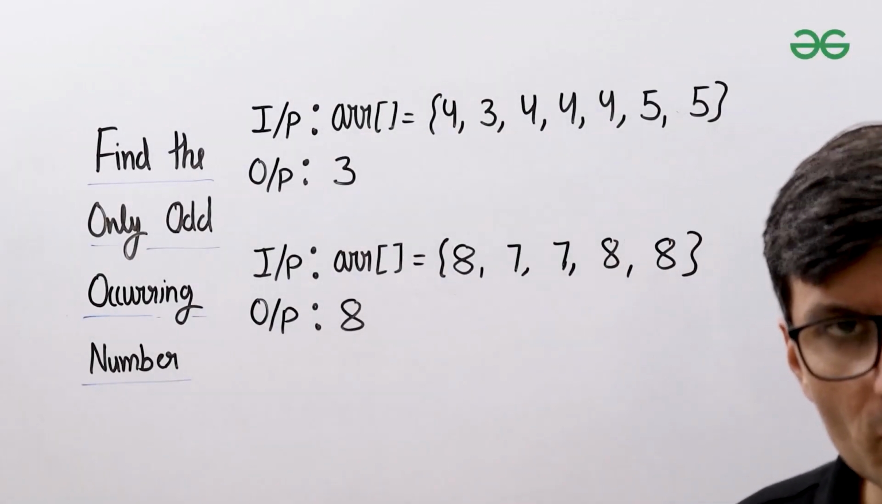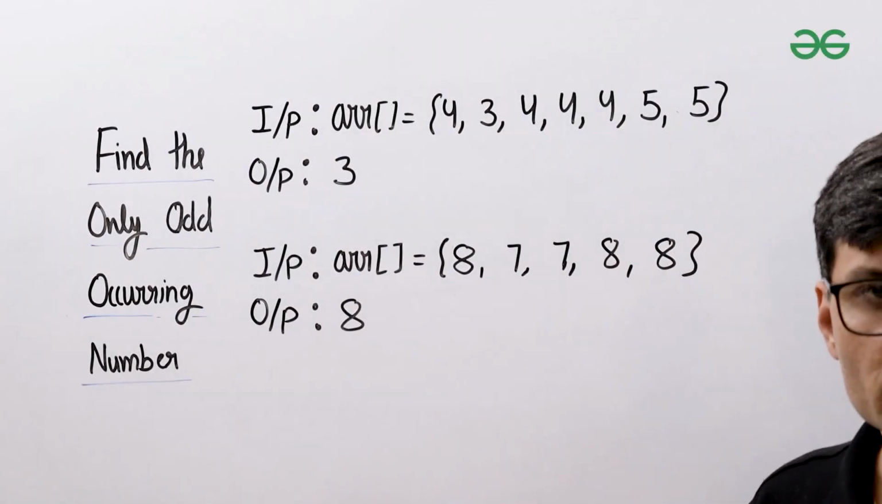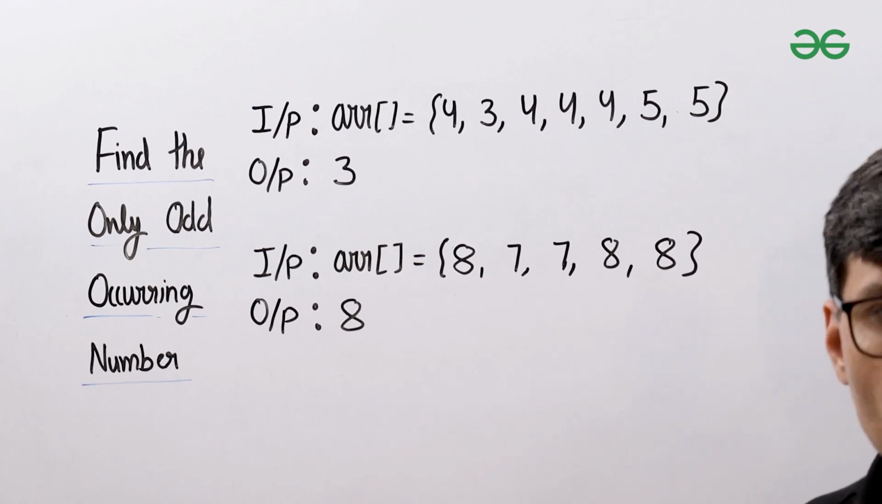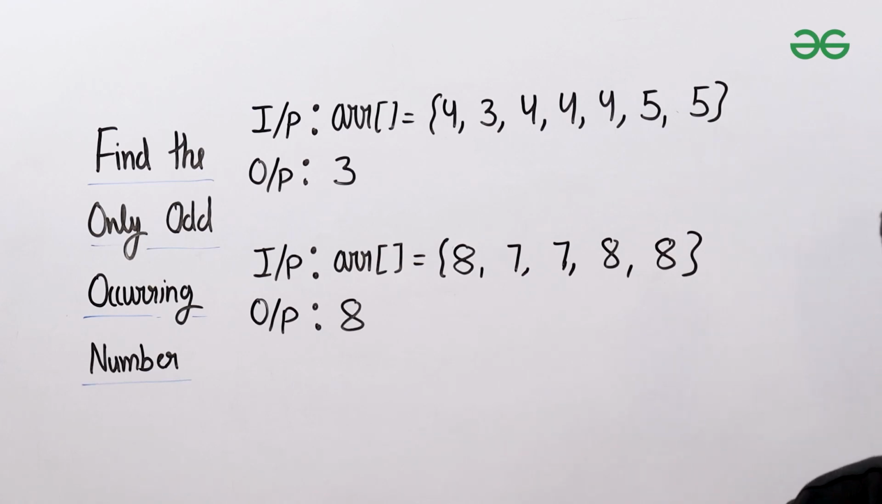Let us talk about this problem. We are given an array of integers. In this array, all numbers appear an even number of times except one number that appears an odd number of times. And we need to find out that number.